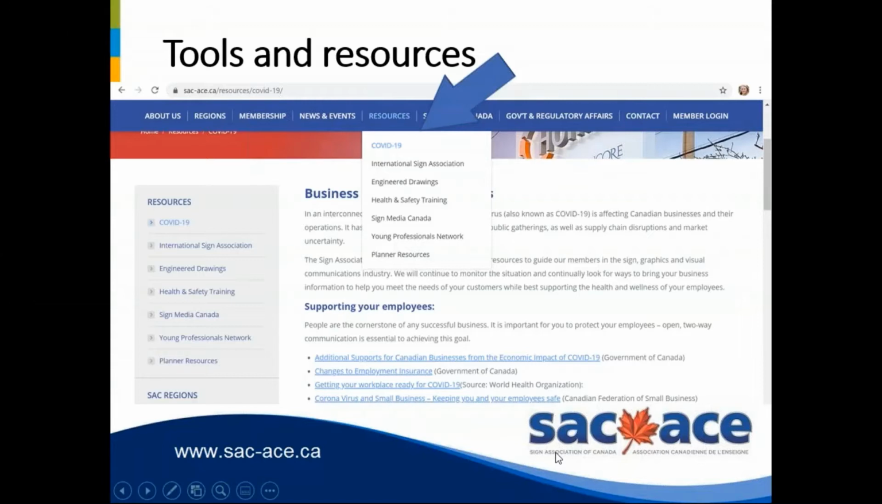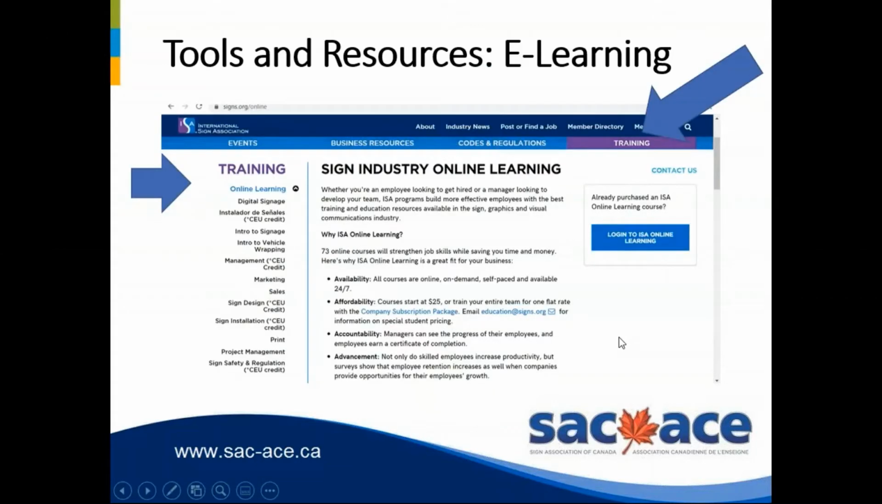The Sign Association of Canada also has a COVID-19 resource page, so you can find it right under resources, and you will find here a lot of the latest resources updated, which we try to update on a daily basis, and this information is from the Government of Canada, BDC, Chambers of Commerce links, and there are also links to each province as well to ensure that, where you are and which province you live, you get those latest resources through there as well. Next slide.